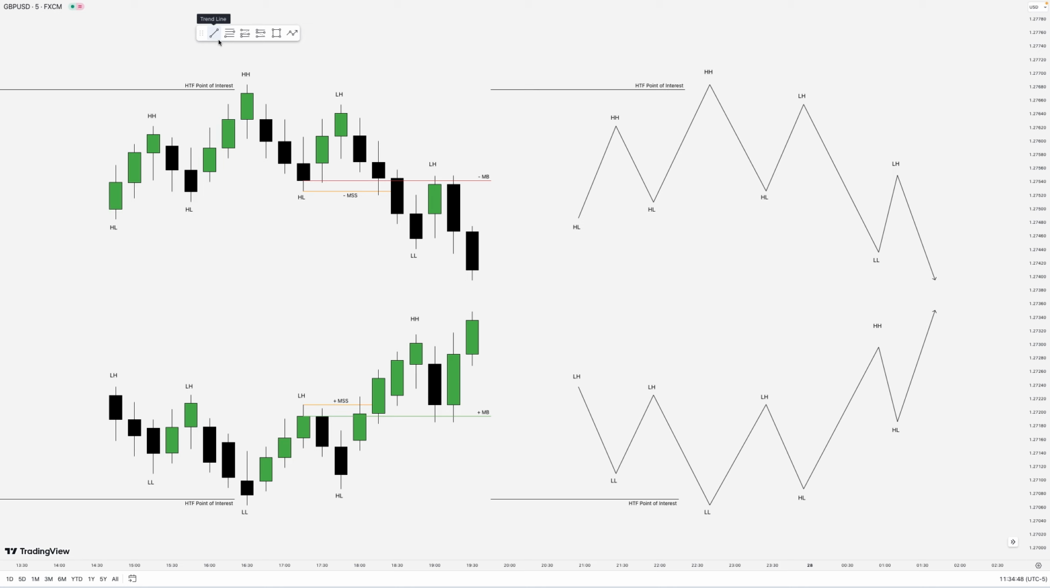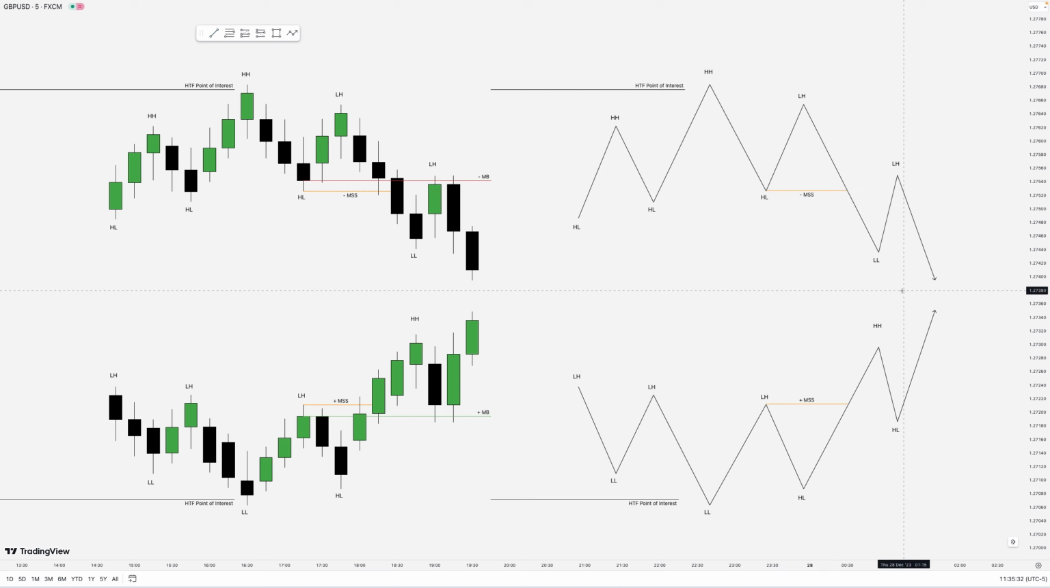Once price has created a structure, the next thing you want to look for is a market structure shift. If we're looking for a bullish mitigation block, the market structure shift would be right here, as marked up right here. For a bearish mitigation block, the market structure shift would be right here.